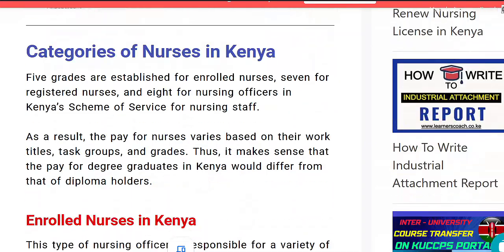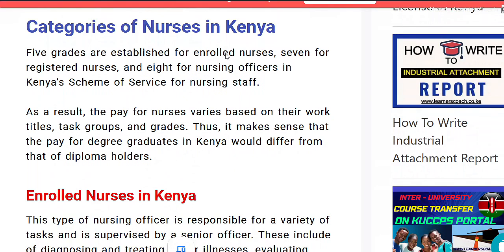So I will really just go through the various categories of nurses that we have. Remember, we have quite a number of grades or categories of nurses. We have enrolled nurses, registered nurses, nurse assistants, chief nurses or chief registered nurses. Holistically, I want to look at all of them, but I'll share the link to the website so that you can read along.